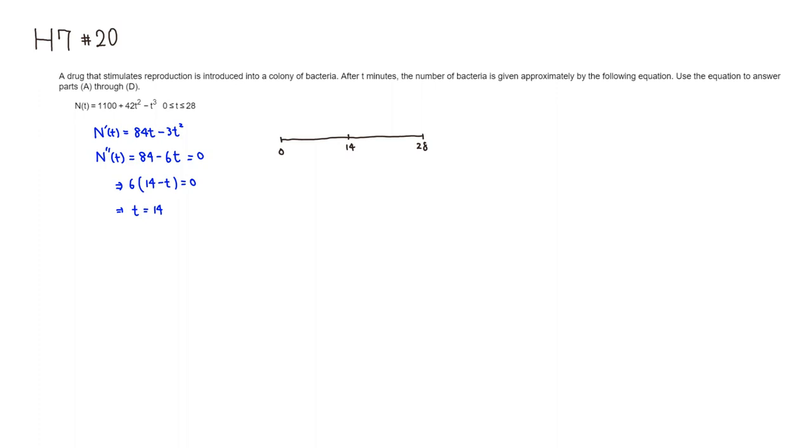Then if you look at the second derivative, N double prime, at anything before 14, say 1: 14 minus 1 is positive, so it's positive here. After 14, we can plug in maybe 15. 14 minus 15 is negative. Which means that N prime is increasing on this interval and decreasing on this interval.